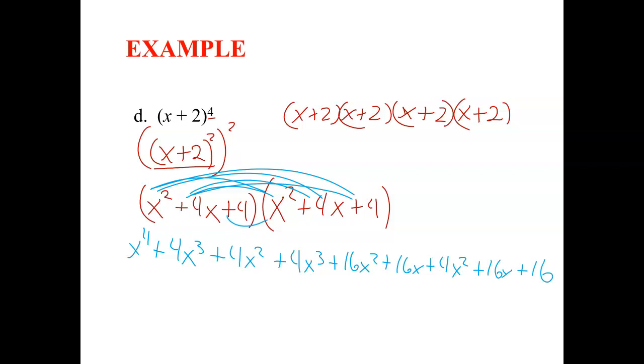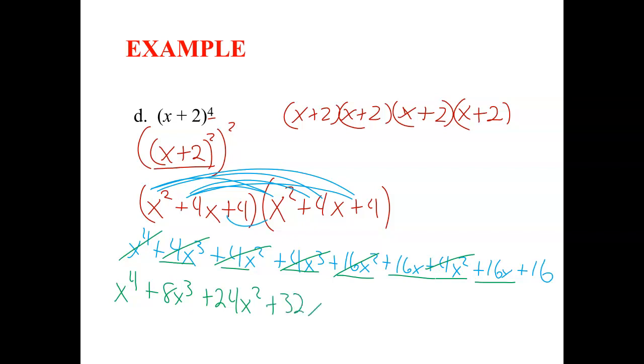That's a lot. It is. I mean, it's 10 multiplications. So 4x to the third, 4x to the third. Nothing with x to the fourth, so that stays. Okay, so done with that, done with that, done with that. X squareds to get what? There you go. And then nothing to combine with the 16.